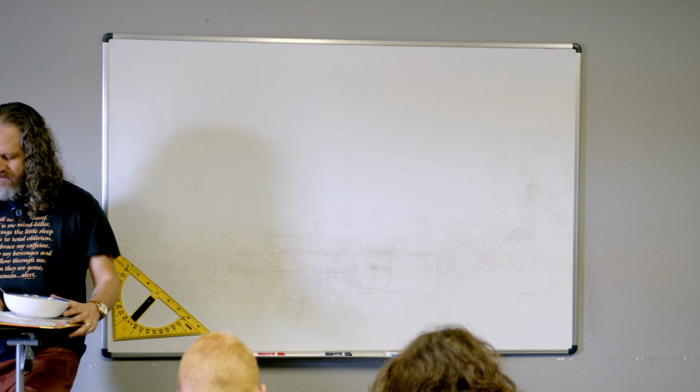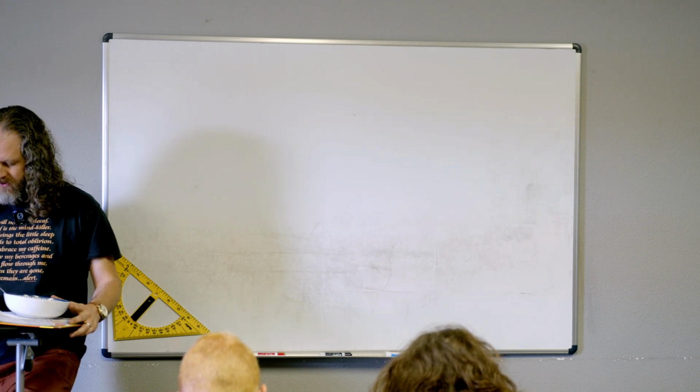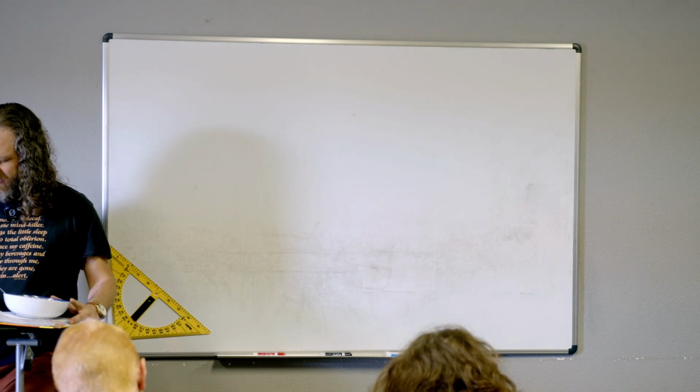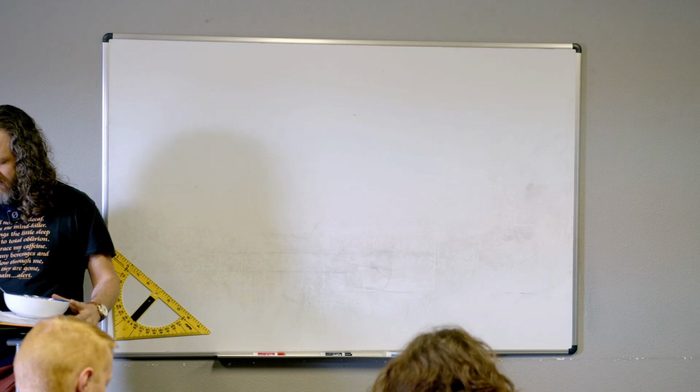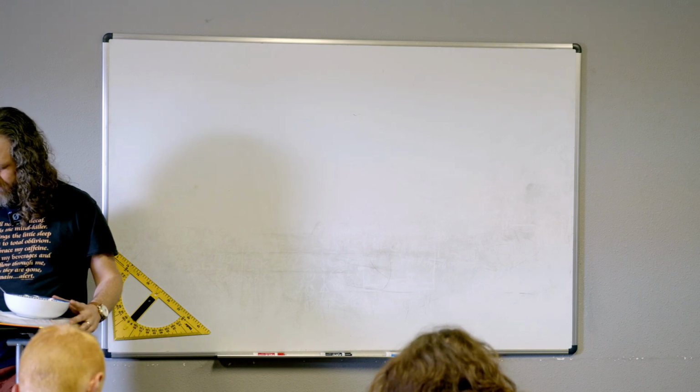Cosine is square root of 35 over 6. Tangent is the square root of 35 over 35. Secant is 6 times the square root of 35 over 35. Cotangent is square root of 35.